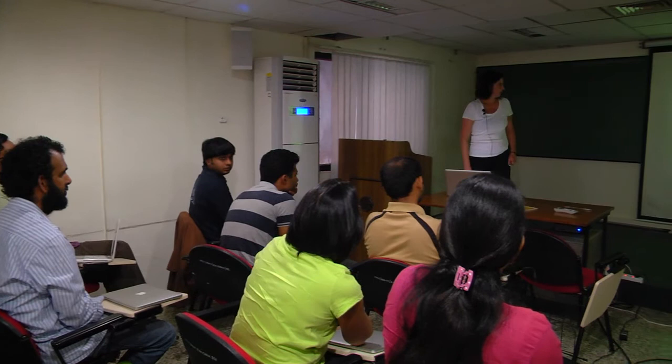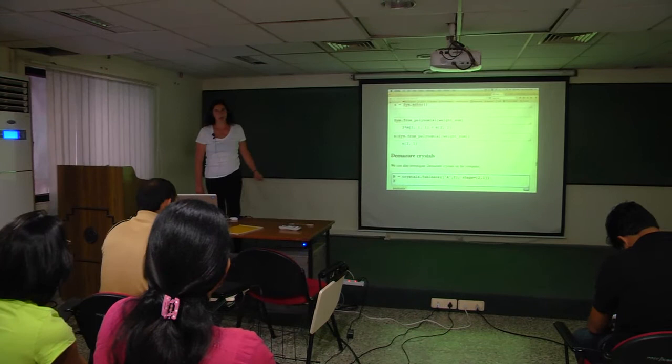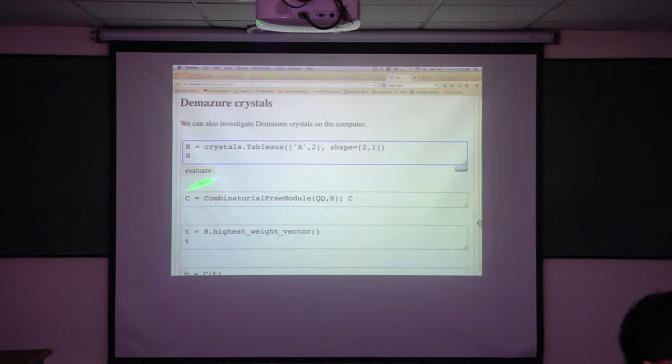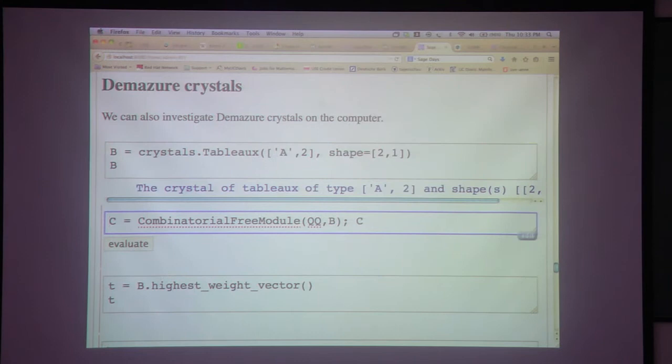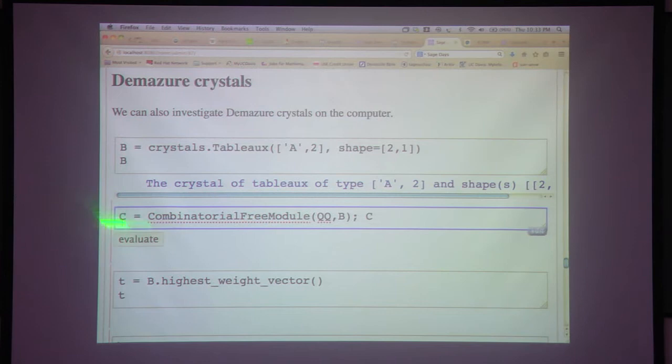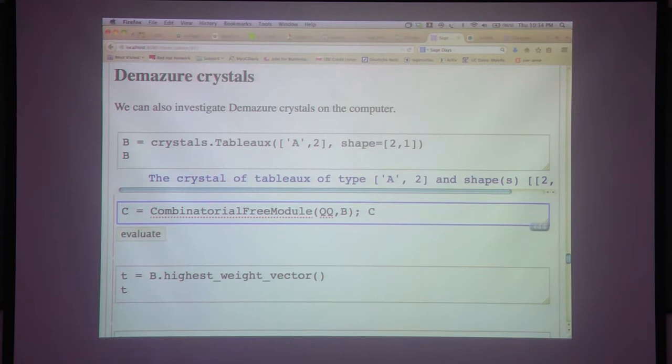Okay, and now I talked a little bit about the Demazure crystals, right? Remember, that was kind of like a slice of our crystal. The reason I do that is to demonstrate a little bit of how to use the combinatorial free module in Sage. So again, we are going to make our crystal. And now what I want to do is be able to take sums of crystal elements. That's what this combinatorial free module does. I work over the rationals, but the things that I'm going to sum up will be elements of my crystal.